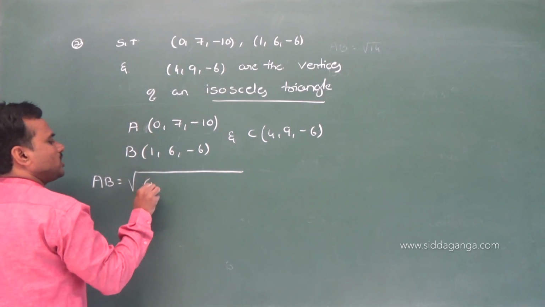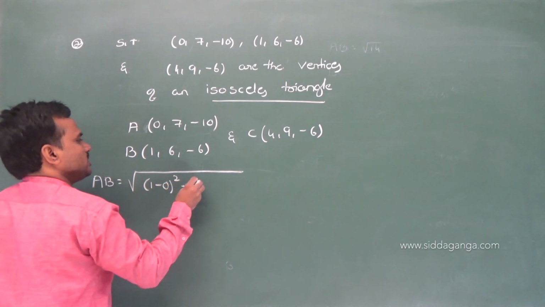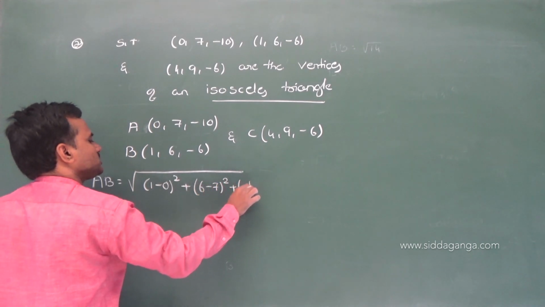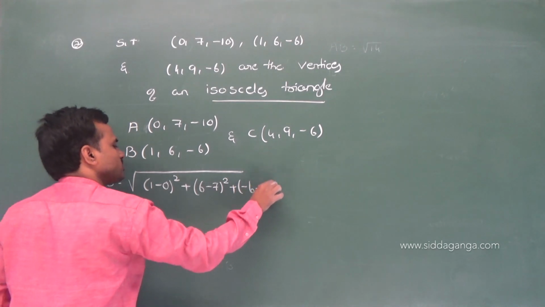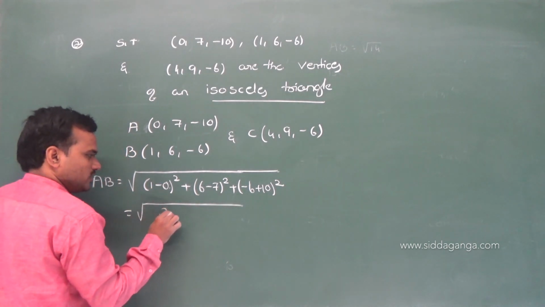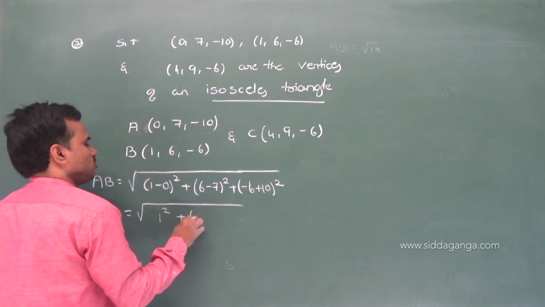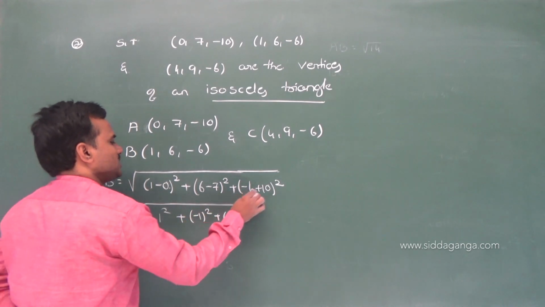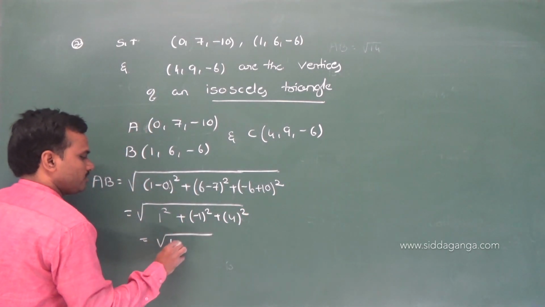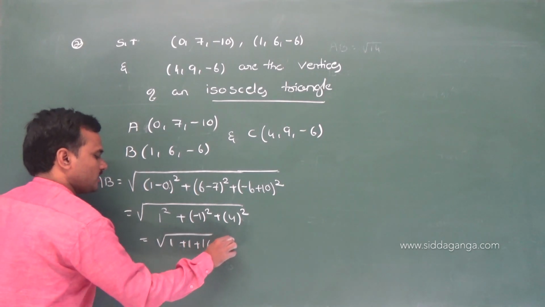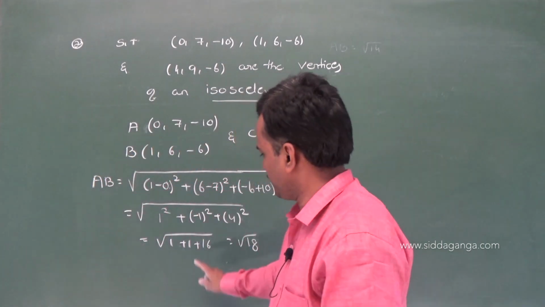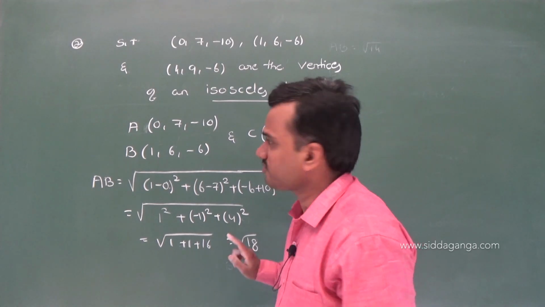The distance formula: square root of (x2 minus x1) whole square plus (y2 minus y1) whole square plus (z2 minus z1) whole square. That is (1 minus 0) whole square, plus (6 minus 7) whole square, plus (minus 6 minus of minus plus 10... i.e. minus 6 plus 10) whole square. Correct? 1 minus 0 is how much? 1 square. 6 minus 7 is minus 1 square. Minus 6 plus 10 is 4 square. That is square root of 1 plus 1 plus 16, which is square root of 18. The distance from A to B is nothing but square root of 18.